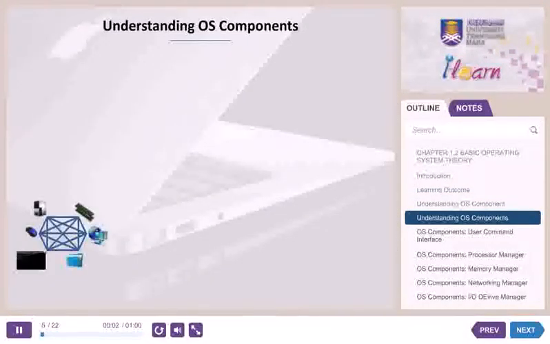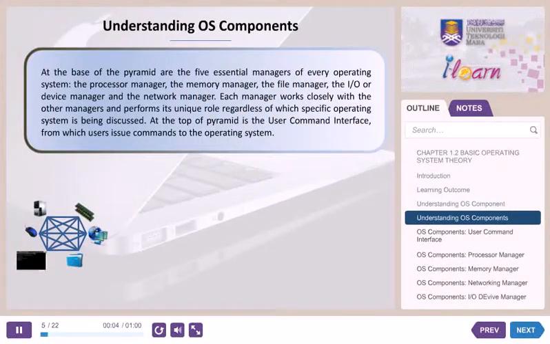Understanding OS components. At the base of the pyramid are the five essential managers of every operating system: the processor manager, the memory manager, the file manager, the I/O or device manager and the network manager. Each manager works closely with the other managers and performs its unique role regardless of which specific operating system is being discussed. At the top of the pyramid is the user command interface, from which users issue commands to the operating system.